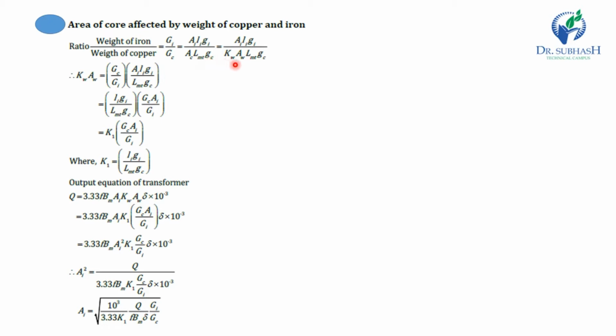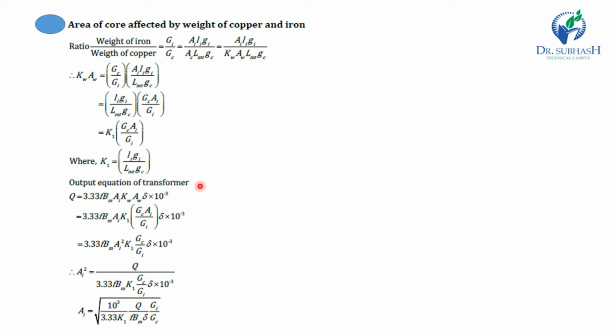Now we know that Ac is equal to Kw into Aw from our window space factor. So we put this value in the equation. We take Kw Aw, which is equal to Gc by Gi, into Ai Li gi upon Lmt into gc. Now we have Gc Ai upon Gi. The other parameters we take as a constant K1. So K1 is equal to Li gi upon Lmt gc, and the equation is K1 into Gc into Ai upon Gi.